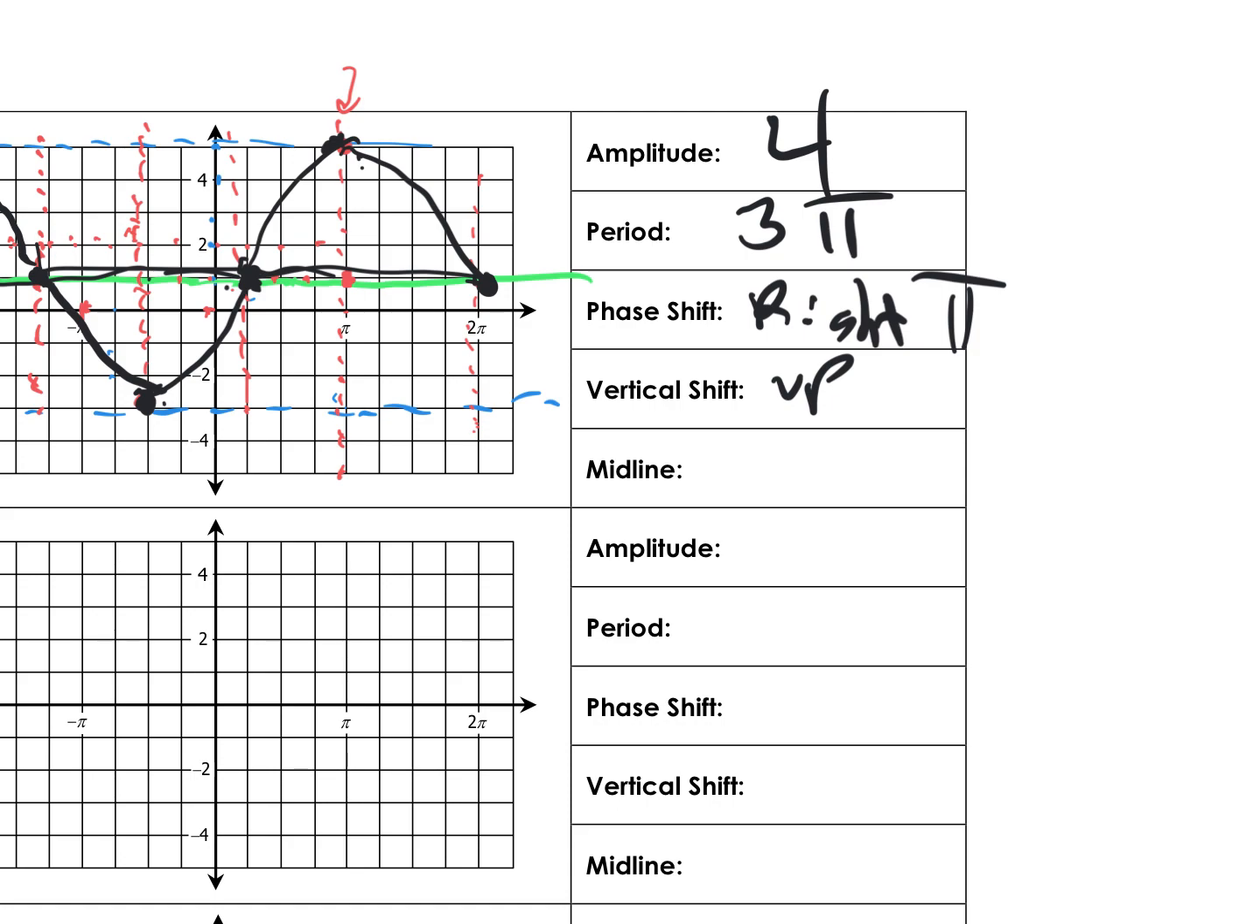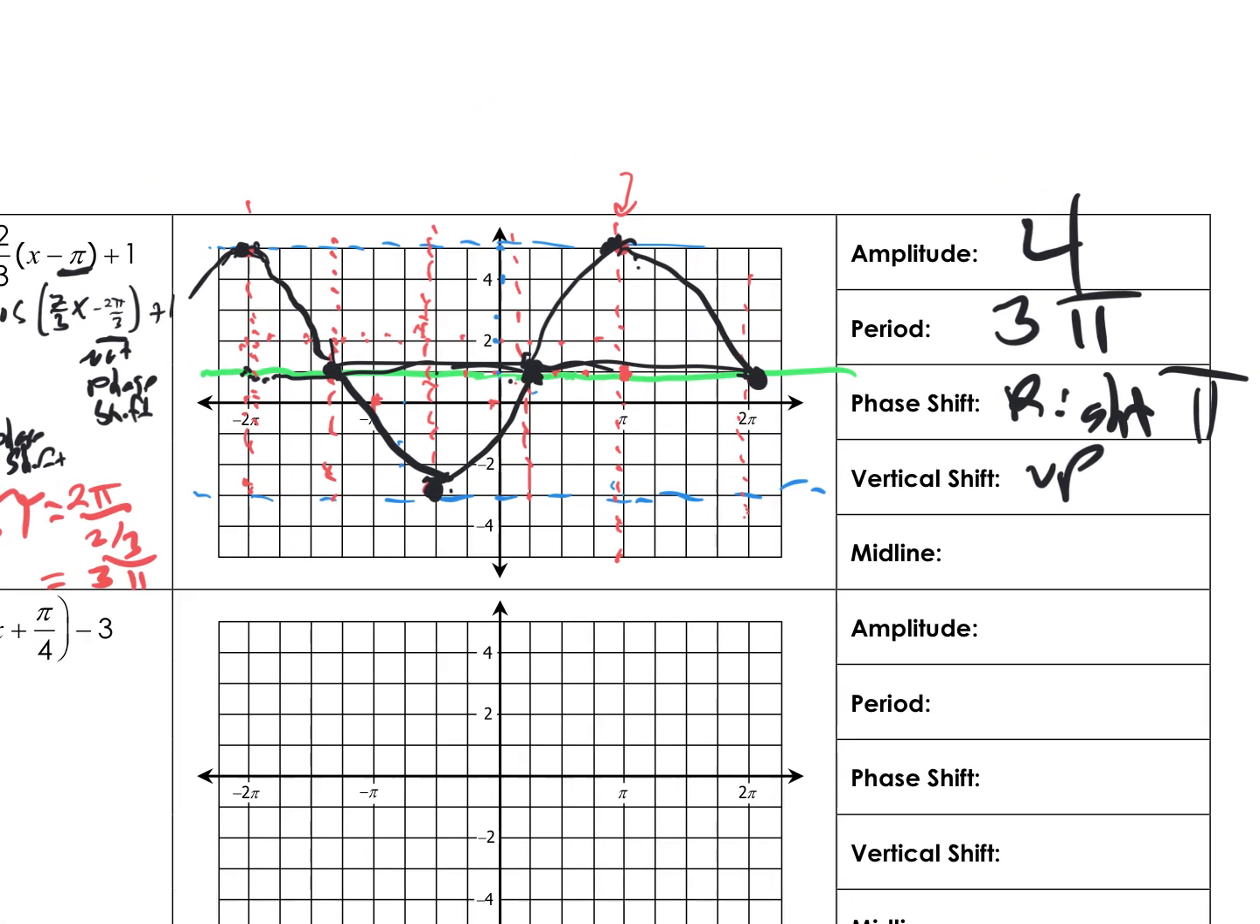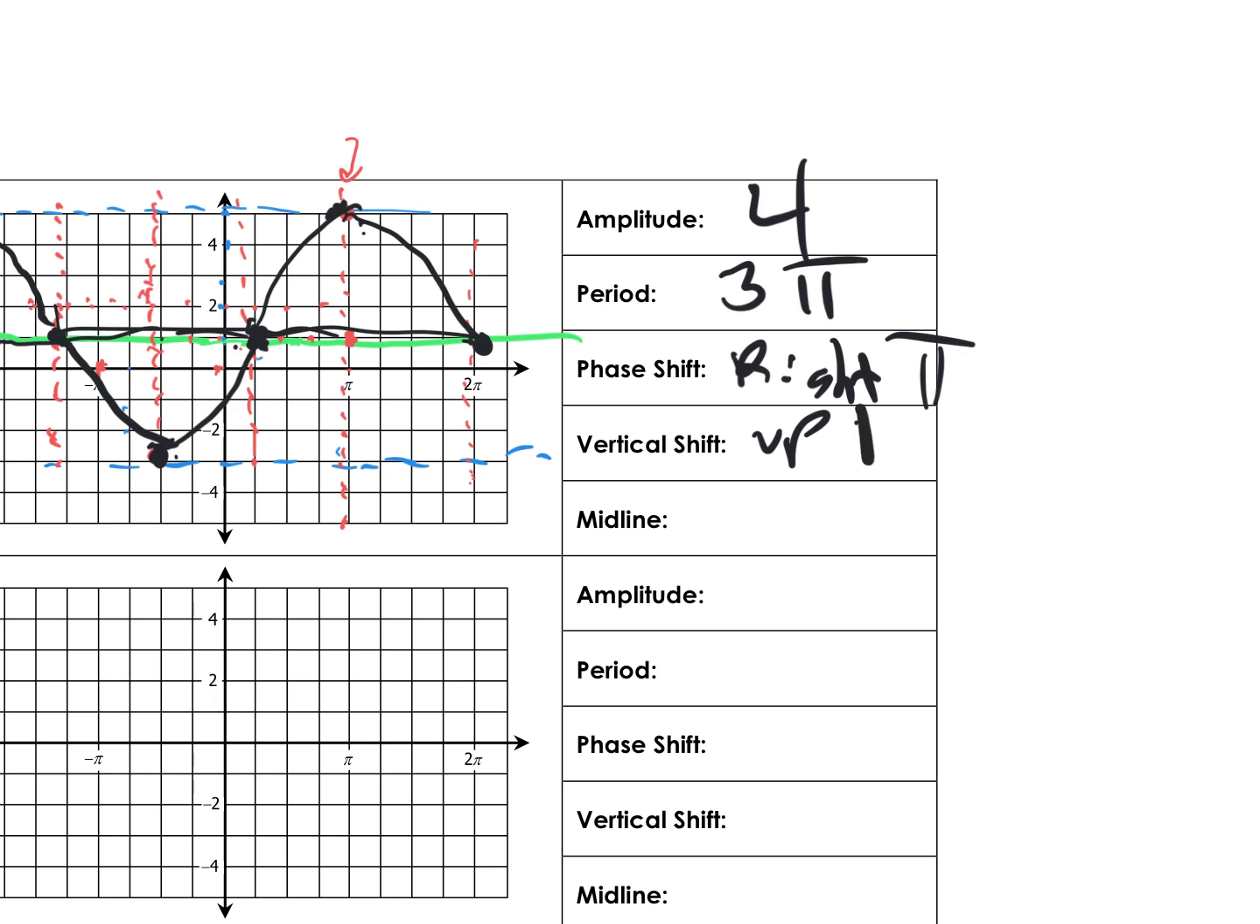Where was it? Up how much? Oh, it was up 1. You're right. Why am I questioning you? And what was the equation for the midline? K is what? Or Y is what? Y is 1. So those two answers will be the same. Up 1 means Y is equal to 1. That's where it went.